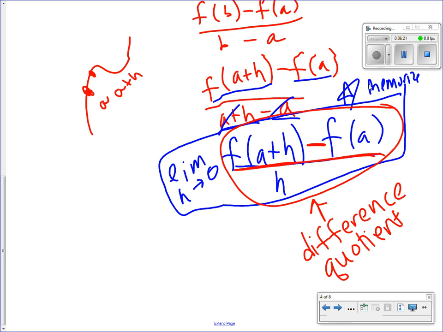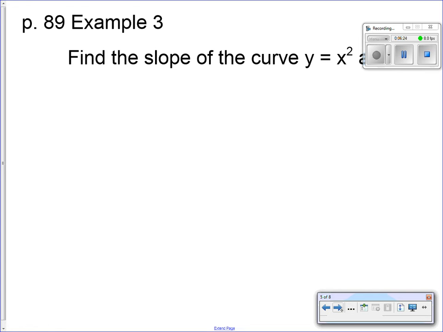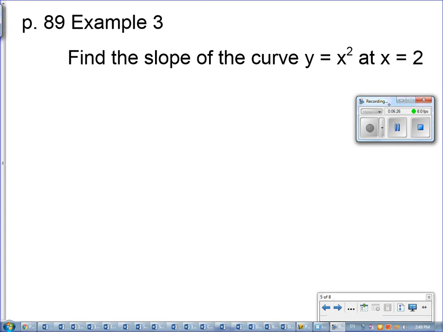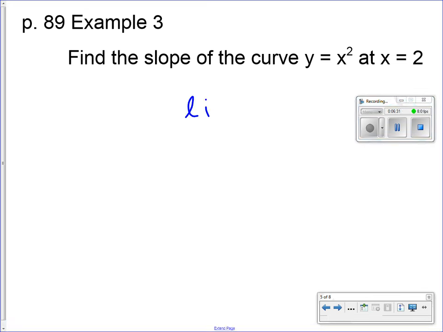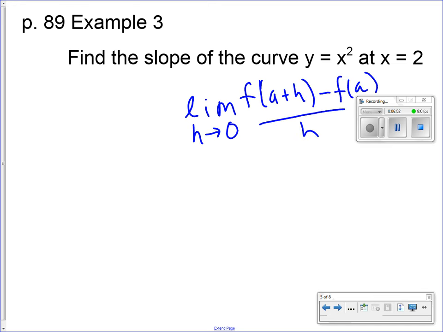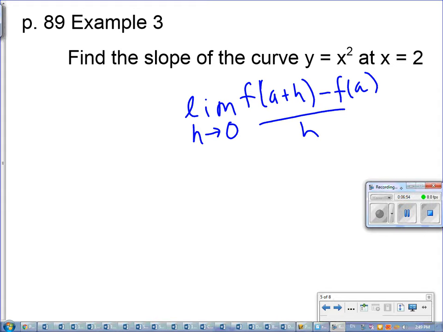So we're going to actually do an example of this on the next page. So let's find the slope of the curve y equals x squared when x is 2. Slope of a curve means I'm finding the limit as h approaches 0 of my difference quotient. It's going to be f of a plus h minus f of a all over h. And a in this case is 2. A is the number that you want to be at.